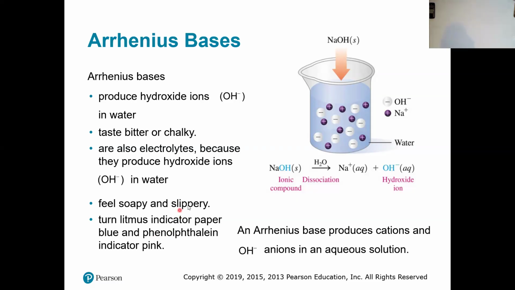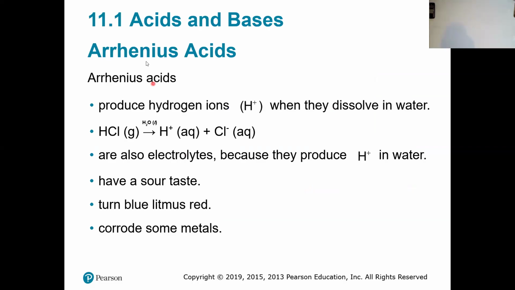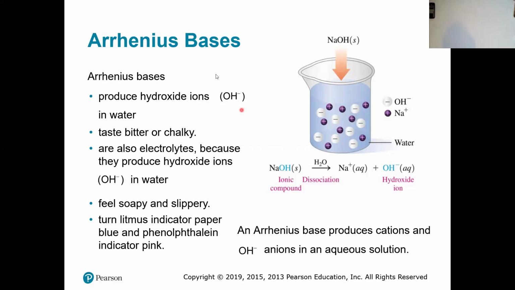So when you have Arrhenius acids, you're going to be producing H+ ions. When you have Arrhenius bases, you're going to be producing OH- ions. That's going to be the biggest distinction between acids and bases that you first have to be comfortable recognizing. Acids are going to be associated with that H+ ion, and bases are going to be associated with this OH- ion.